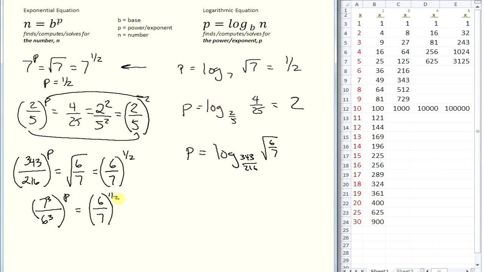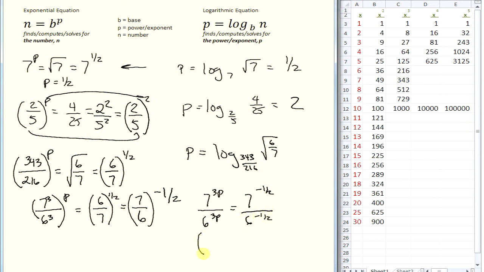This isn't all that complicated. If you want your 6 to move down and you want your 7 to move up, why don't you consider rewriting this as 7/6? But that means you have to take the reciprocal, and to get the reciprocal means you'll have to use a negative exponent. So realistically, this is equal to negative 1/2, which means now I have 7 to the 3p all over 6 to the 3p equals 7 to the negative half, 6 to the negative half.